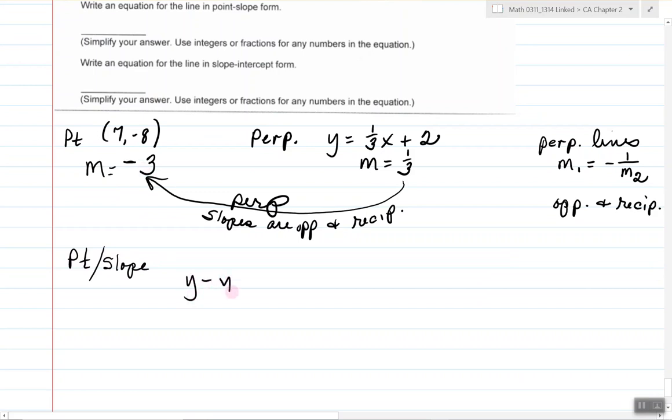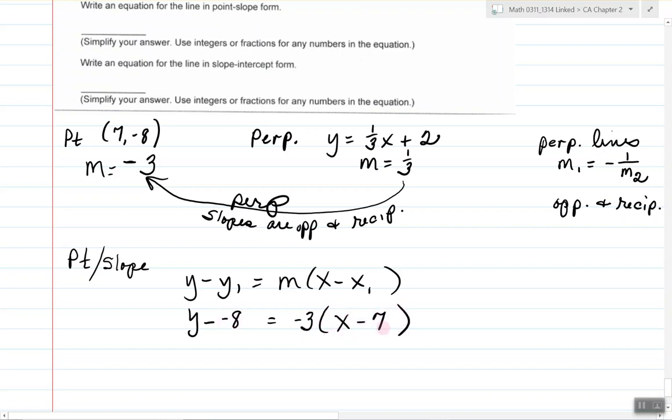y minus y1 equals m times x minus x1. y minus -8 is equal to -3, which is the slope, times x minus 7. And I got my -8 and my 7 from right up here. Minus minus means plus, so y plus 8 is equal to -3 times (x minus 7). And that is point-slope form.